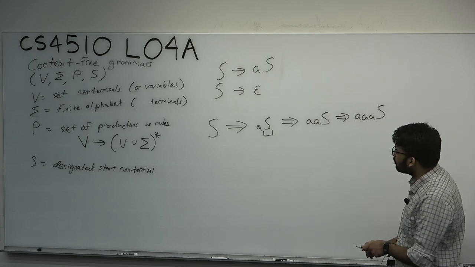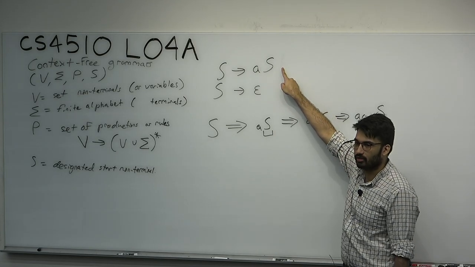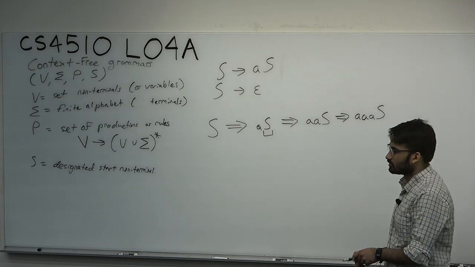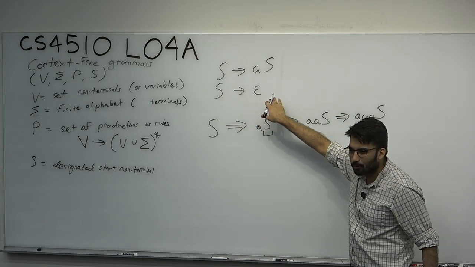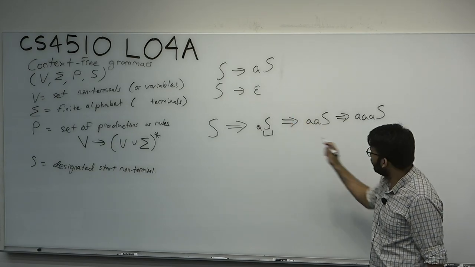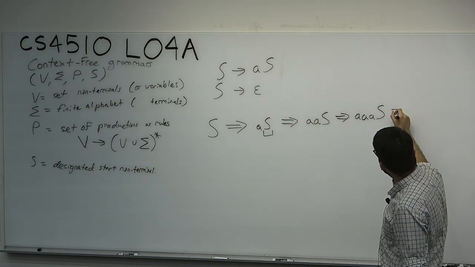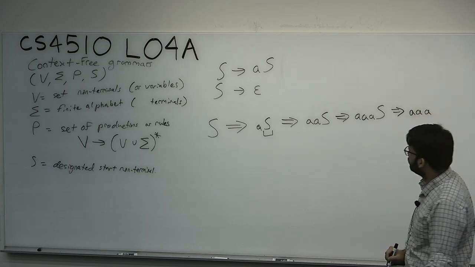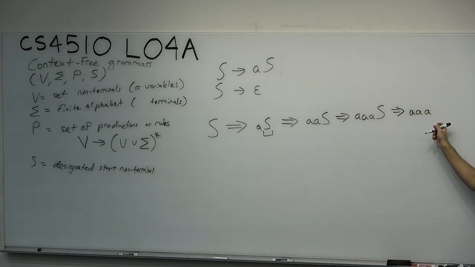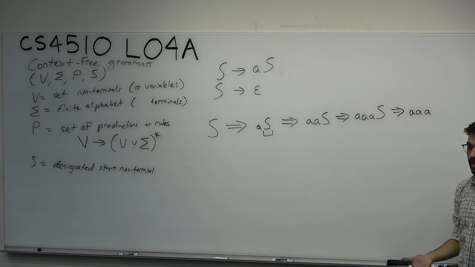So I'm going to do one more replacement. Here, we've chosen the first rule every time. Let's just choose the second rule. I'm going to replace this non-terminal S by the empty string. So that's going to give me AAA. So we see that AAA is a string produced by this grammar.